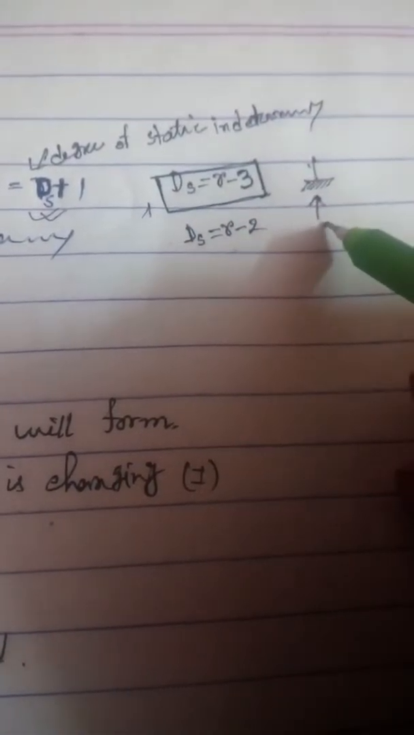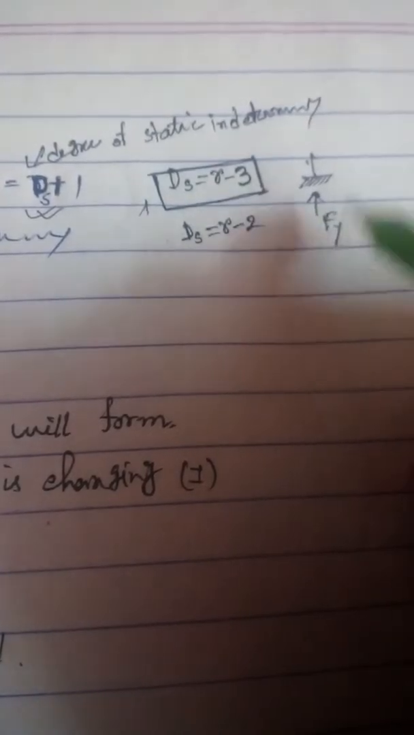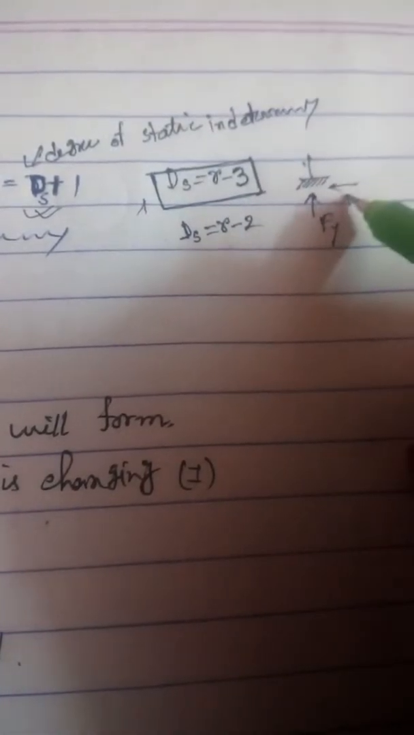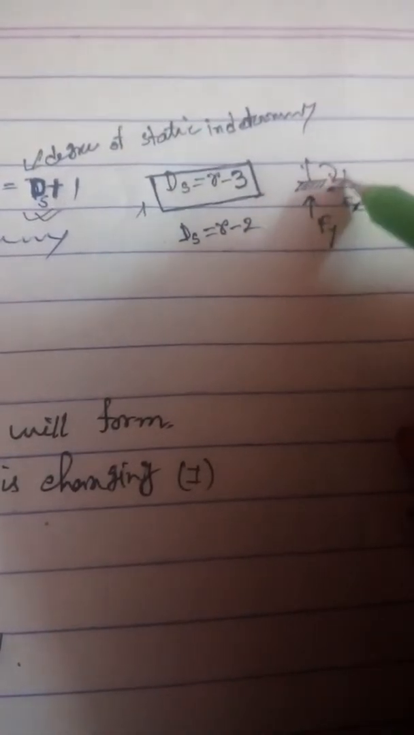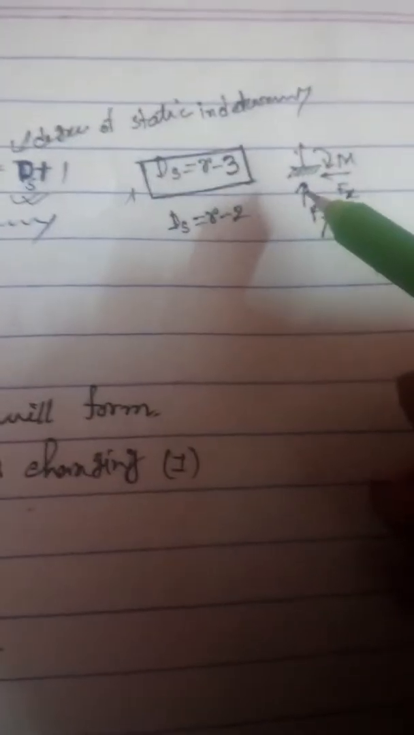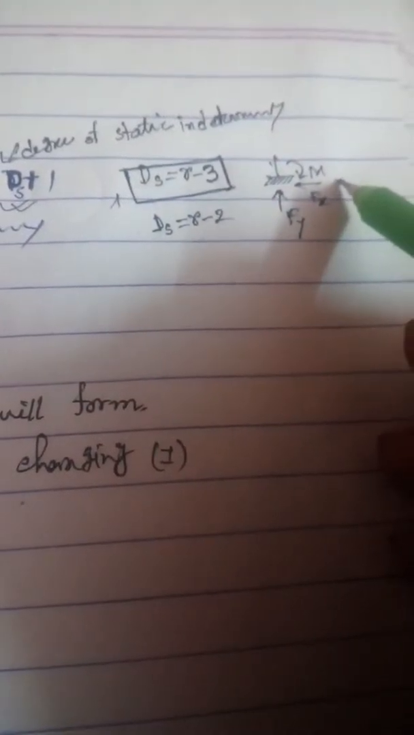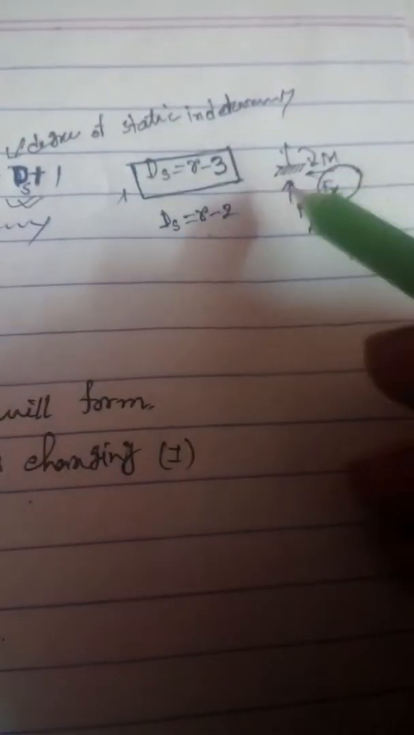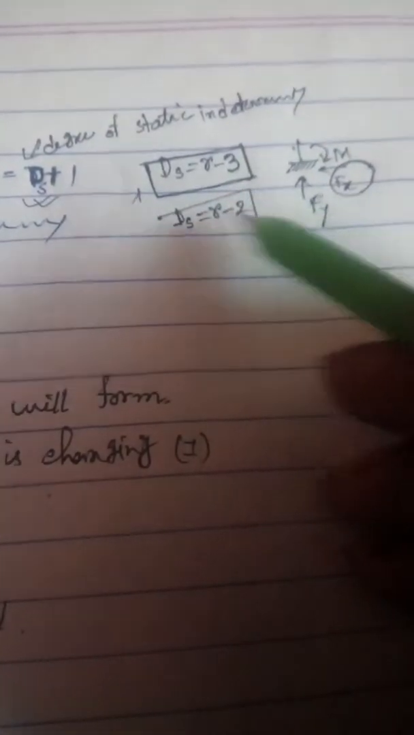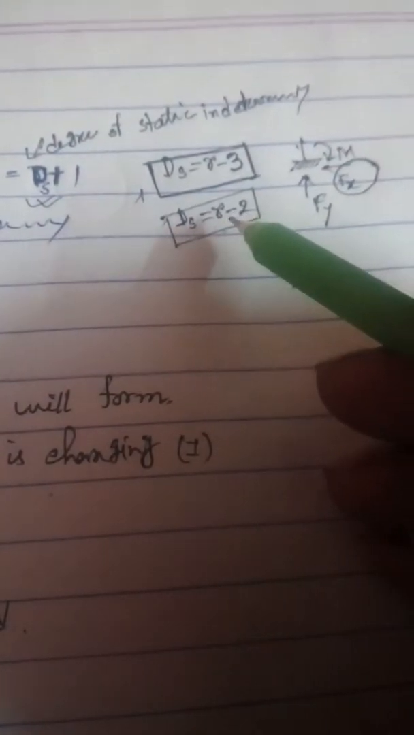This is the Fy, this is the Fx, and another moment M will act here. So in the case of plastic analysis we generally don't consider this Fx. Okay, so axial force will not be considered. That's why this equation will be ds equals r minus 2.